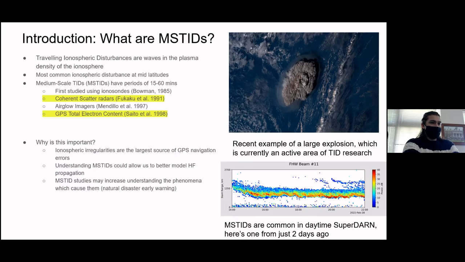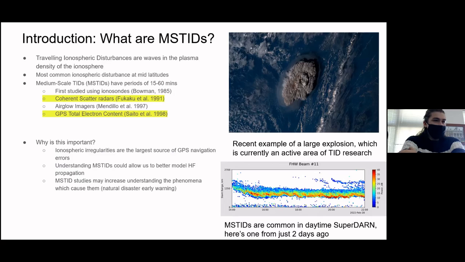And these have been studied for quite some time observationally, first using ionosondes. This study would use coherent scatter radar, SuperDARN, as well as GPS total electron content. I look at those two, but some other studies may use aerial imagers, incoherent scatter radars, etc.